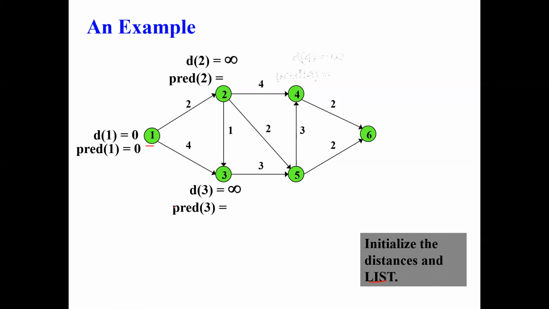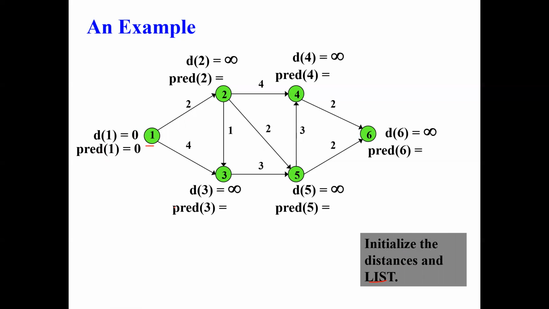And then we initialize all the other nodes. For the purpose of this, we are going to start all the nodes with infinite distances. This is a very large number. What we want is a very large number because we want to update it with smaller distances. So our list starts with 1, because that's the node we are currently looking at, the source node.